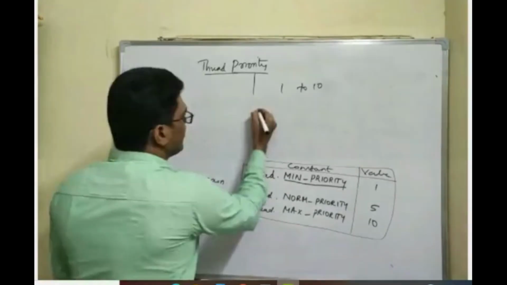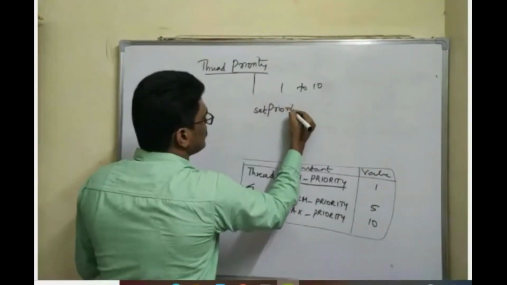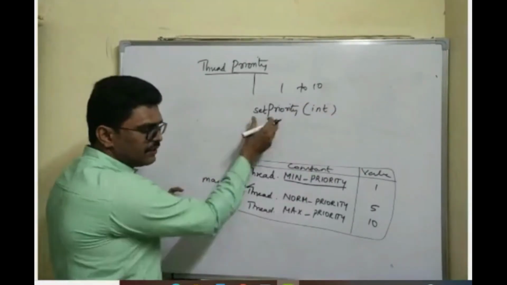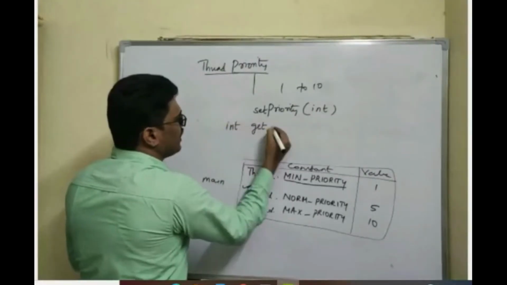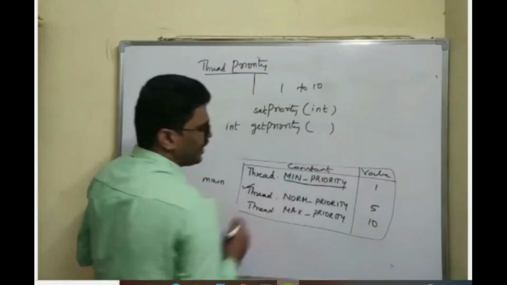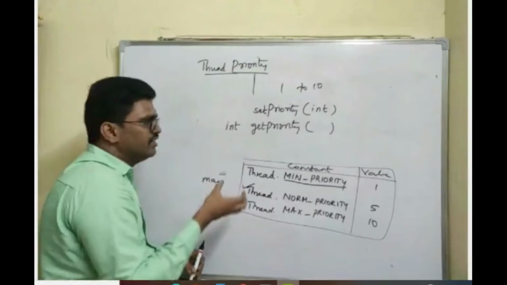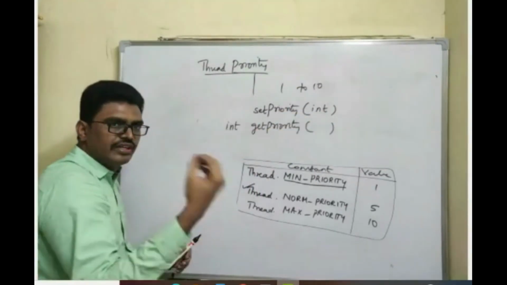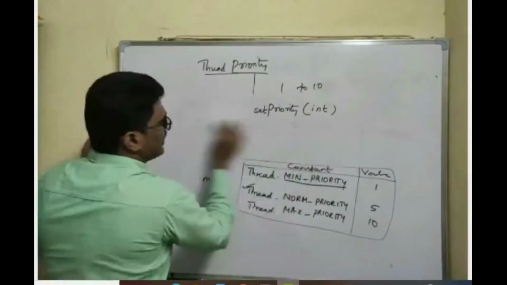So there are 2 methods. One is setPriority, which is used for setting the priority of a thread. Similarly, you have a method which returns the priority value, getPriority. setPriority will set the priority, and the getPriority method is going to return the priority of a thread. Okay, so we'll see an example.